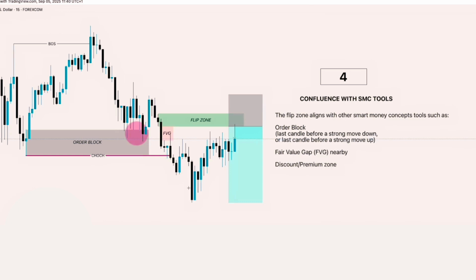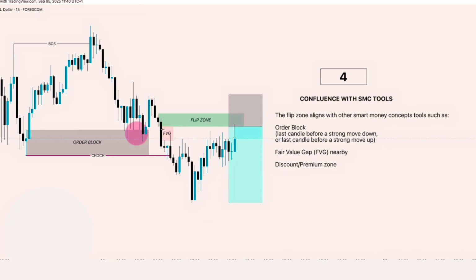For the flip zone, once price clears the structure, you look out for the order block that cleared that structure. That is what you would map out as the flip zone. Remember, after the reaction, there is a break. And when the break happens, look out for the last candlestick before that break. And you do what? You map it out as your flip zone.